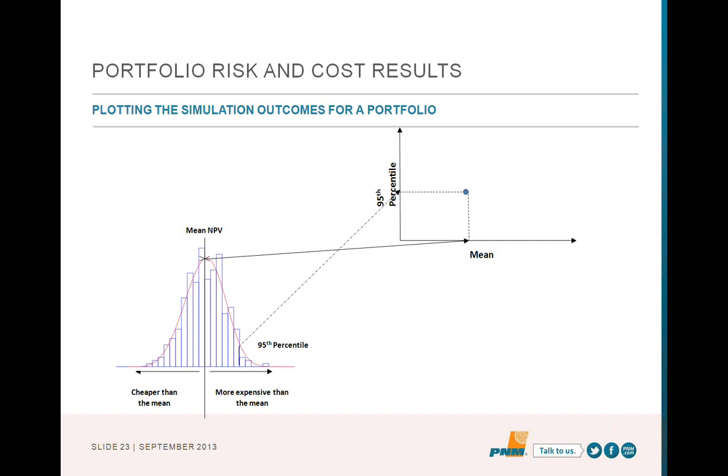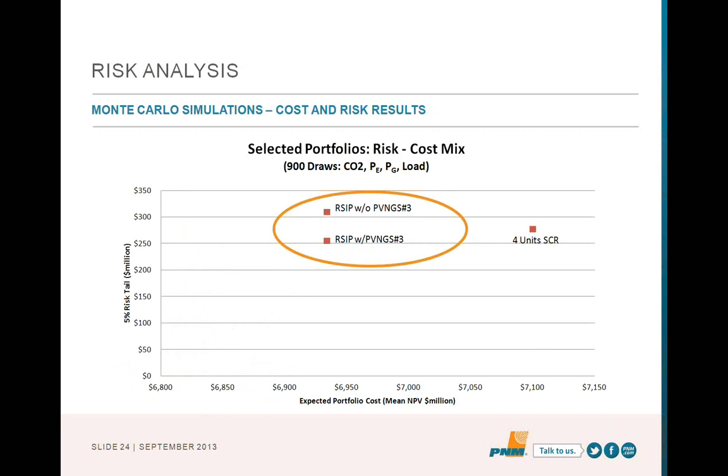And so the piece of data that we then look at, as we have all 900 draws, is the 5% break point. And then we take that value and, for the next slide, we plot that on this graph here. So the 5% amount, the difference between the base and the 95% case, is plotted here, and the total cost of each portfolio is plotted on the x-axis.